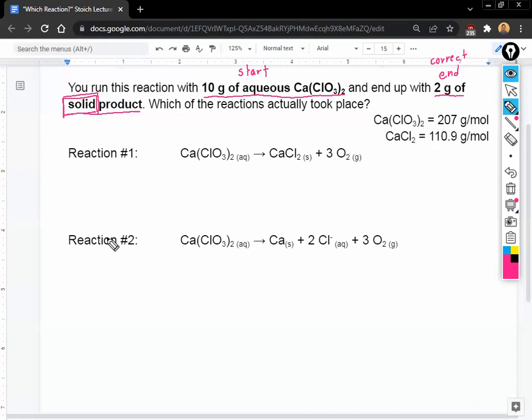All right, any questions so far? Pretty straightforward? Okay. Just to give you a heads up, you're going to be doing stoichiometry 2 times, but your ending is going to be different depending on what reaction you're doing. So let's start with reaction number 1. Your starting number is 10 grams of aqueous, which means dissolved in water, we know it's AQ, of CaClO32. That's our starting number for reaction 1. It's just what's in the problem, what you're running the reaction with.